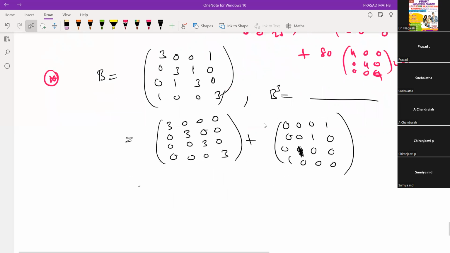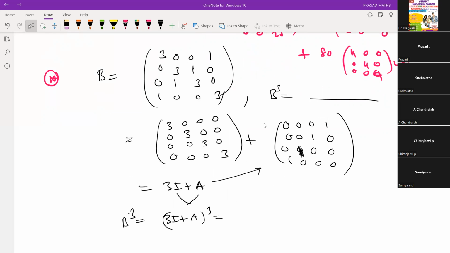Right, you can take this as 3 times I plus A. These matrices are commutative, so you can apply the binomial theorem. B power 3 is equal to (3I + A) whole power 3, that means (3I) whole power 3 plus 3C1 (3I) whole square into A power 1, plus 3C2 (3I) whole power 1 into A power 2, plus A cube.